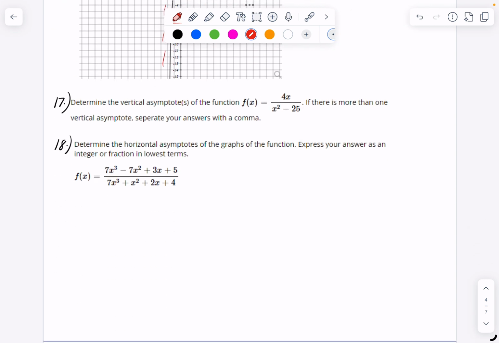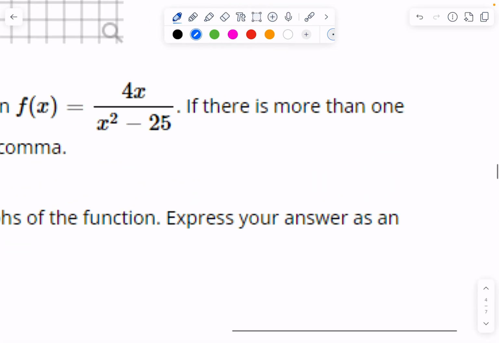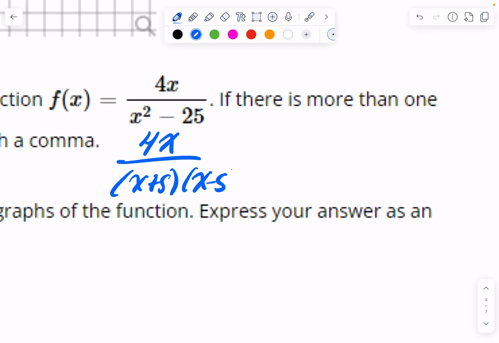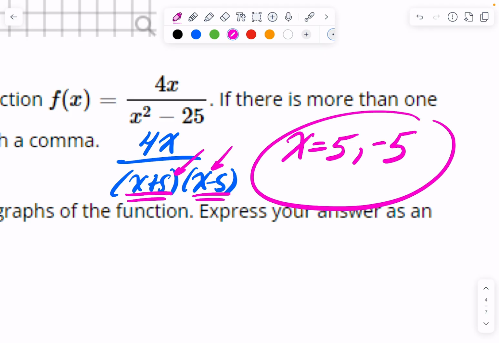It says determine the vertical asymptotes of the function, and then we do that by factoring the bottom, the restrictions. So x plus 5 and x minus 5. The domain restrictions are vertical asymptotes. So x equals 5 is a vertical asymptote and negative 5. Negative 5 and 5 are our vertical asymptotes.